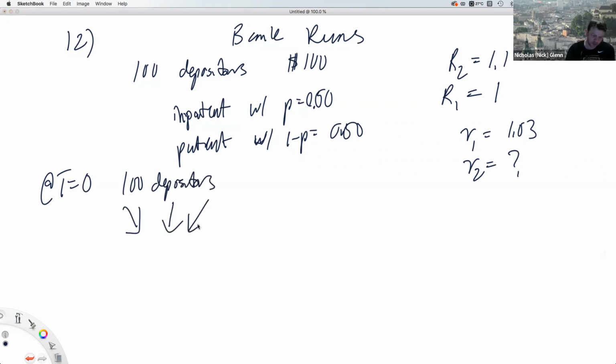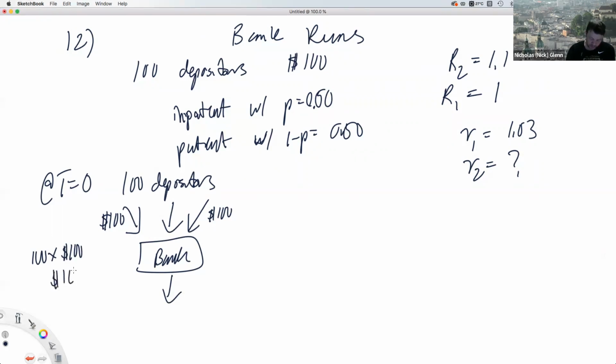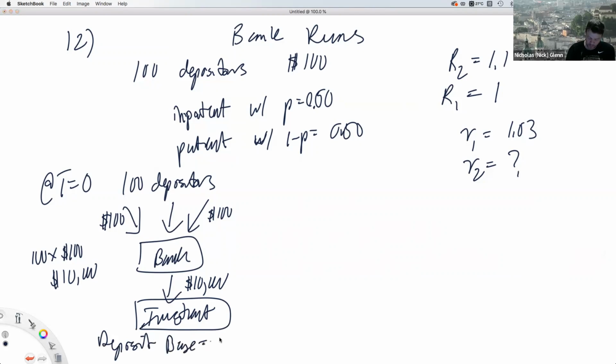And they're each going to deposit $100 with the bank. What's the bank going to do? Well, it's going to take 100 times $100, which gives you 10,000. They're going to take this 10,000 and put it in the investment. So the deposit base is $10,000.